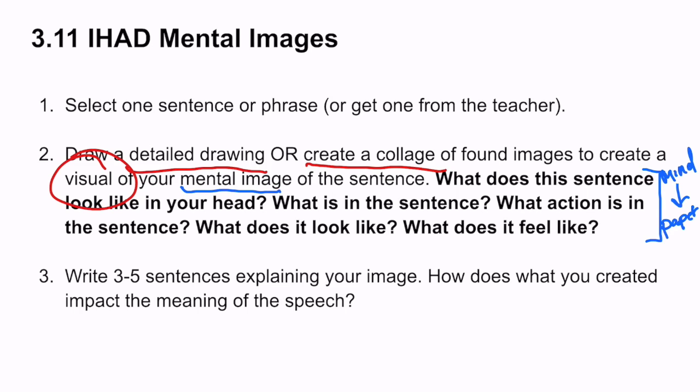After you have drawn that, you're going to write 3 to 5 sentences explaining your image. How does what you created impact the meaning of the speech? In other words, how does what's in your head help you understand Martin Luther King Jr.'s ideas better?